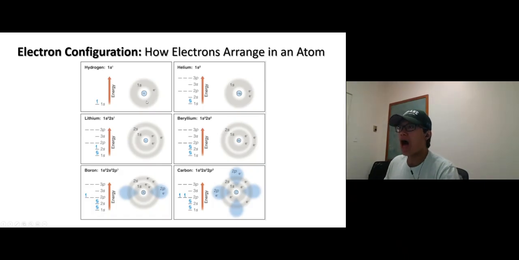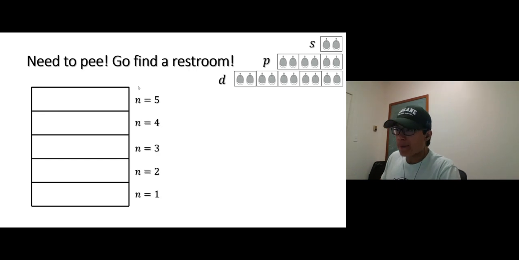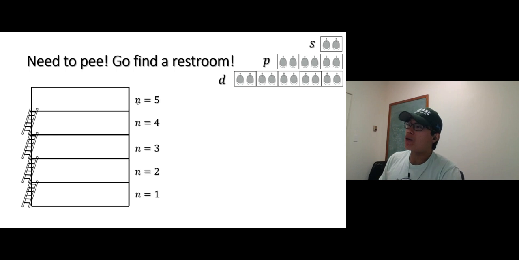All right, let's talk about how electrons arrange in an atom. I'll give you a simple analogy, and you'll get it. This is easy, really easy. Let's say you walk into an old building, and this building doesn't have an elevator or stairs, only ladders. So it's really old. Now, there are a few types of restrooms in this building.